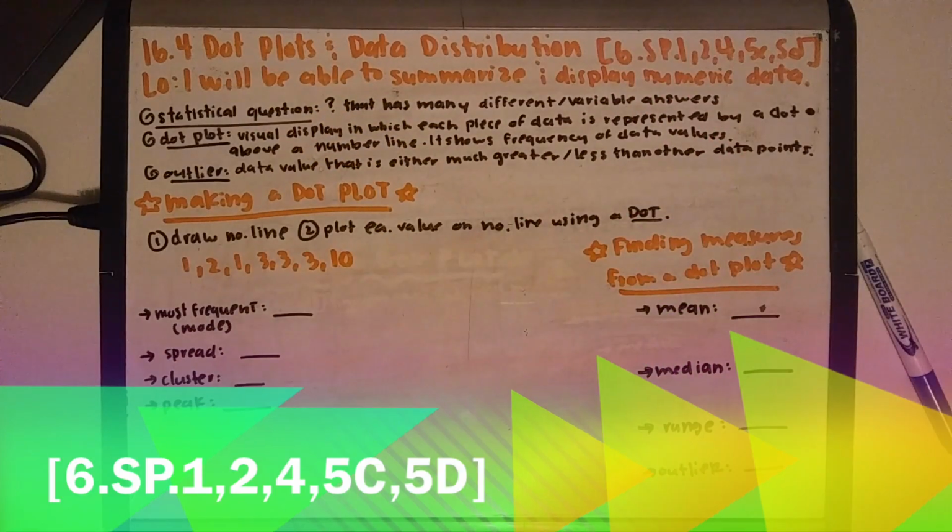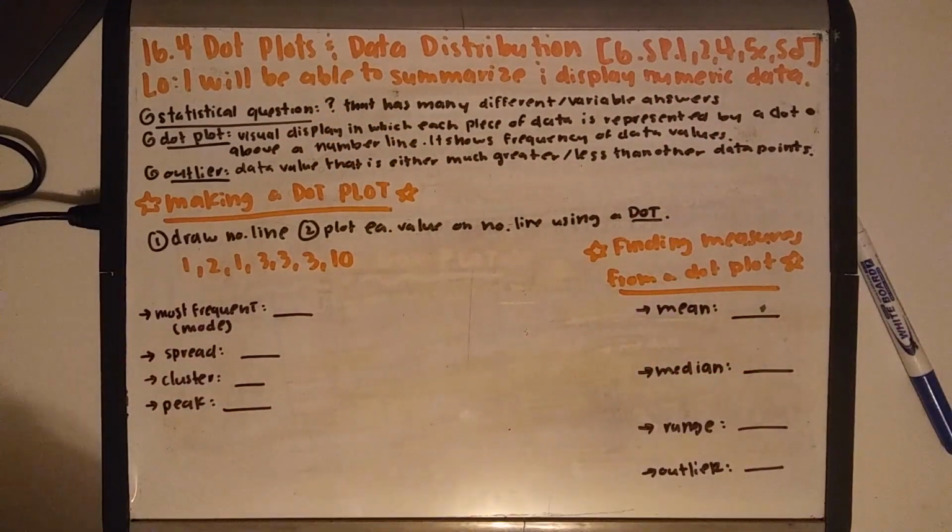Okay, 16.4 dot plots and data distribution. Those are your standards, and then your objective is to be able to summarize and display numeric data on a dot plot, with 80% accuracy or higher given independent practice.